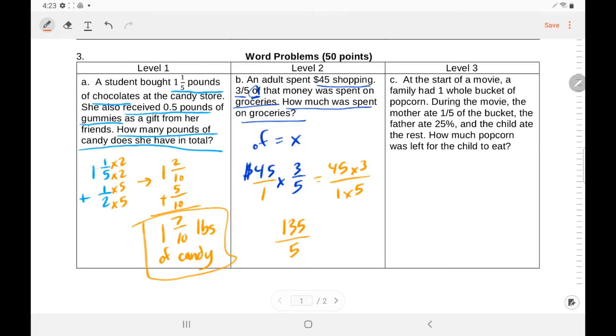So 45 times 3 is going to give us 135, and 1 times 5 is going to give us 5. 135 divided by 5, so 5 doesn't go into 1, but it does go into 13 2 times. Then we have a remainder of 3, and then 5 goes into 35 7 times. So what we have now is $27 was spent on groceries.